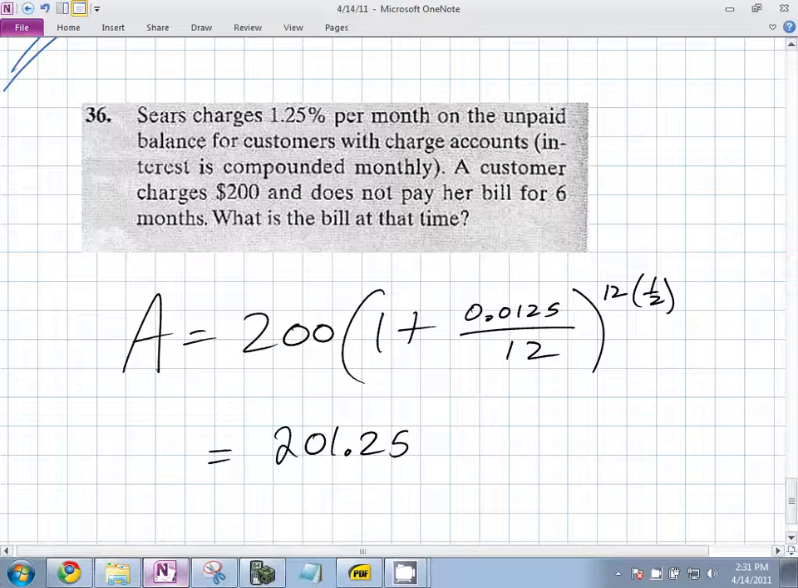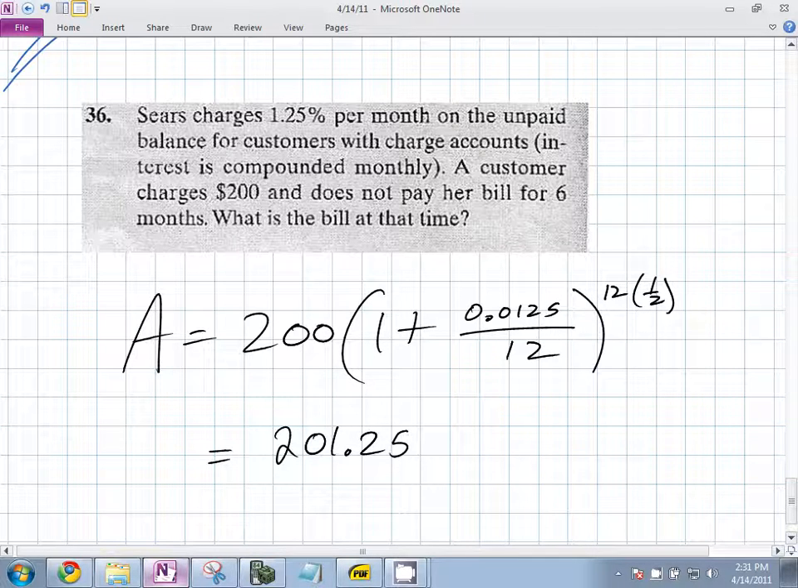What's the problem with that, though? That's really small. What's 1% of 200? $2. 1% of $200 is $2. So after 1 month, you should owe at least $202, right? What's the problem?